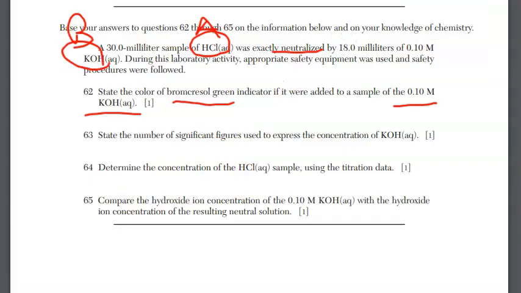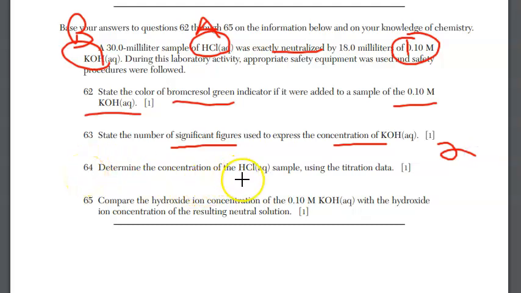For number 63, here is our significant figure question. State the number of sig figs used to express the concentration of KOH. I go back to the reading passage. Here it is, 0.10. I have a number less than 1. This first 0 is a placeholder. It does not count. Just count the numbers, including 0, to the right of the decimal, and my answer here is 2 sig figs.